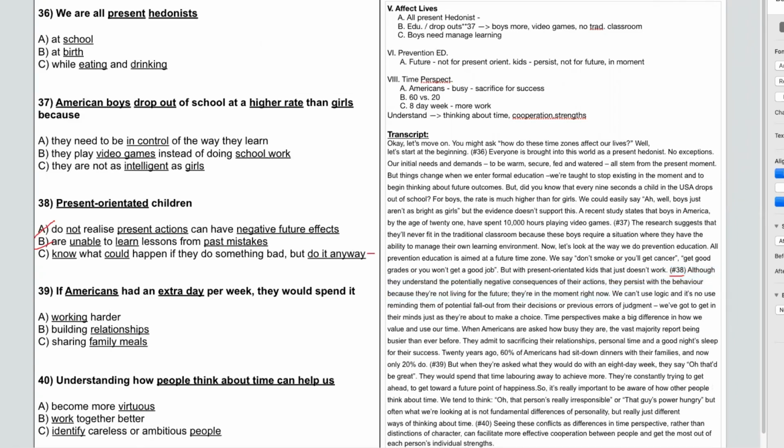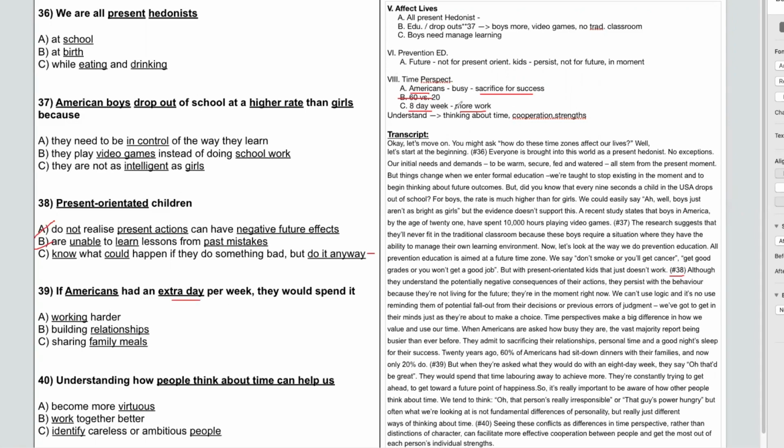Let's go ahead with number 39. Now, number 39 was right around here in our last section, and we were talking about Americans. So this is a great keyword. We see it in our outline and also in the question, and it talked about 60 versus 20. We can not even worry about that because that was not in our question. And it says here, more work, sacrifice for success. Now, the fact that the speaker said 8-day week, this is a synonym for extra day per week, since we know we have 7 days in a week.